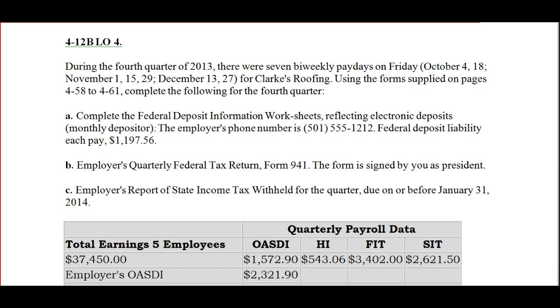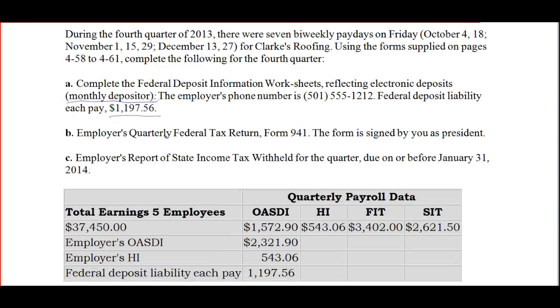So A is what we'll do first. We're completing the federal deposit information worksheets, which will reflect the electronic deposits made, and we are a monthly depositor. They give us the phone number and the federal deposit liability. Each pay period is 1197.56. So that's the first thing that we do.